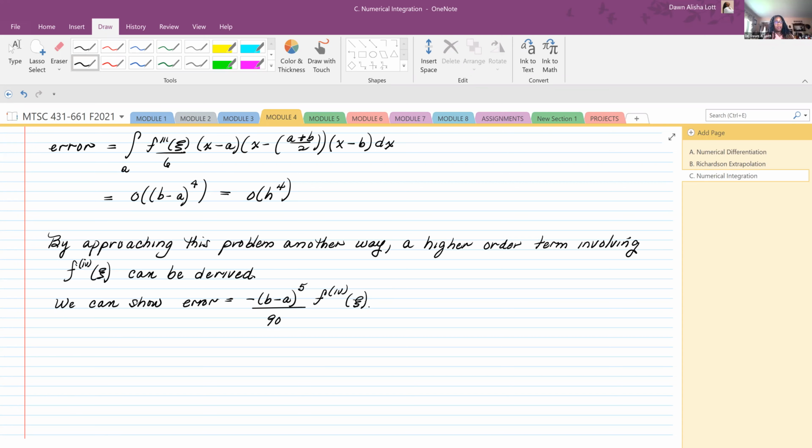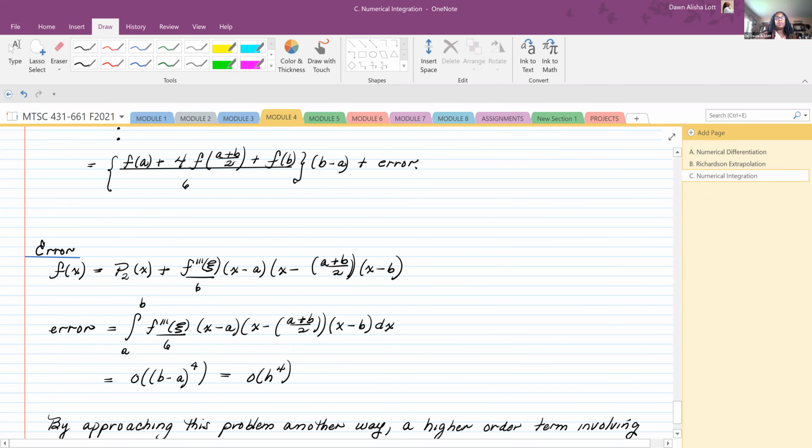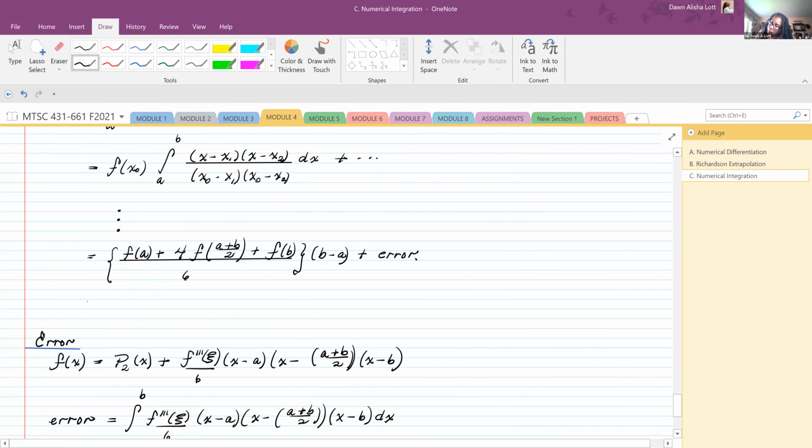All right. So this, oh, I forgot to point it out. This was Simpson's rule. Okay, so when n equals 2, you get Simpson's rule. All right, so here's our summary.